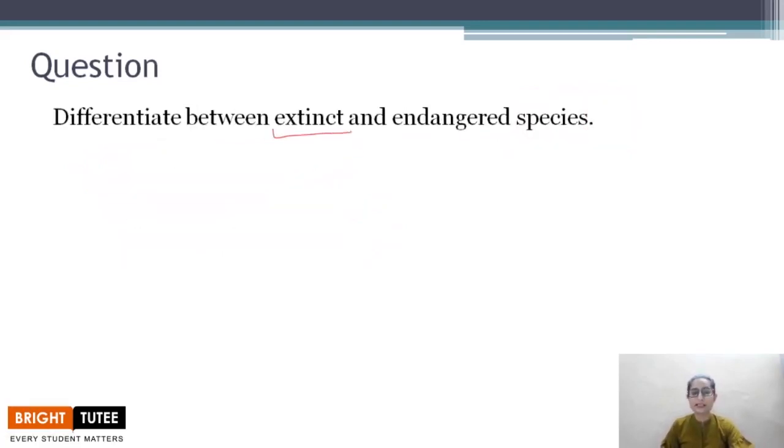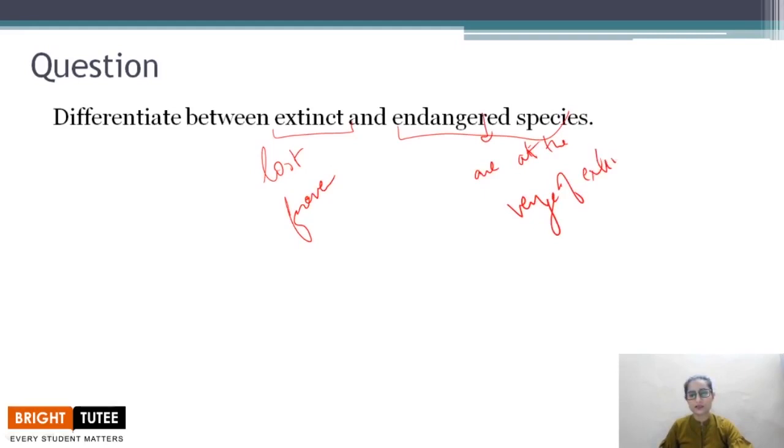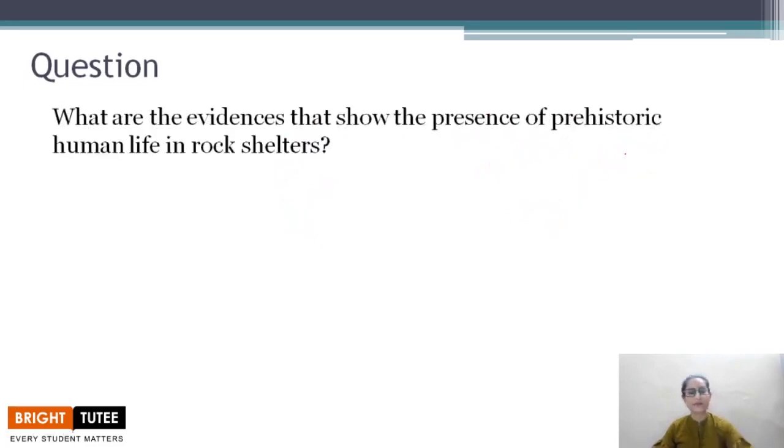Differentiate between extinct and endangered species. Extinct species have been lost forever. Endangered species are on the verge of extinction. You can provide some examples in support of your answer. Basically, this is the major difference.